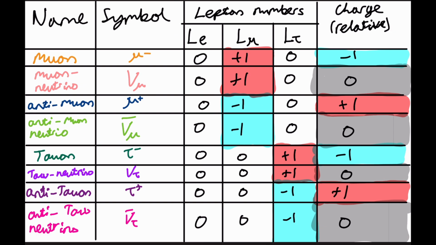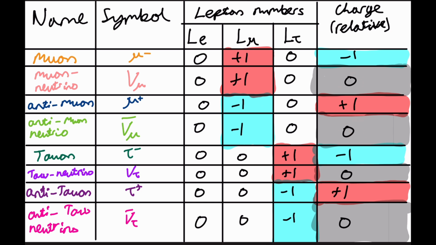So here you have the muon. The muon has a positive lepton number for the muon, so a muon lepton number of +1, and the muon neutrino as well. And the antimuon and the antimuon neutrino have both muon lepton numbers of -1. And the charges of a muon is -1, and antimuon is +1, while the neutrinos have no charge, as we said before.